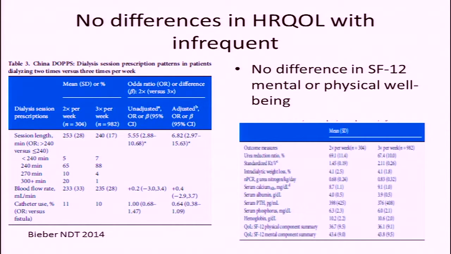In this cross-sectional DOPS study, comparing those that are on twice a week to those that are on 3 times a week in China, there were no substantial differences in quality of life as measured by the SF-12, the physical and mental well-being. And so these are patients that have been on this modality for a while, and they report quality of life using these instruments that's similar to those on thrice weekly.